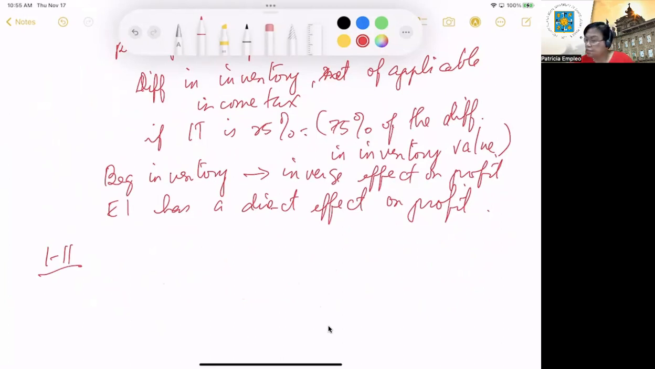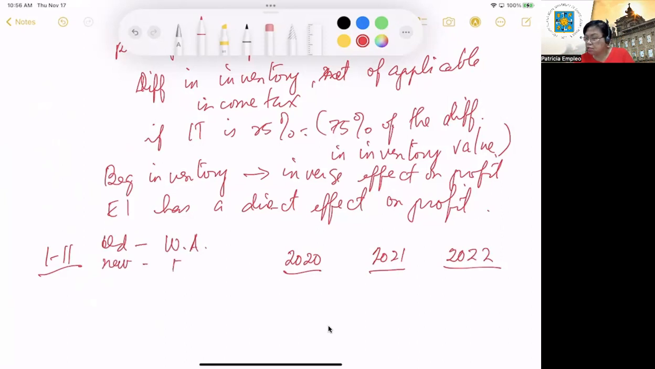So these 3 years are 2020, 2021, and 2022. Okay, so the Santa Lucia Company organized in 2020 used the average costing method. So that means that the old method is the weighted average method. It is considering to change its inventory costing policy and to adopt the FIFO basis. Therefore, it is contemplating to adopt a new costing procedure, which is FIFO.